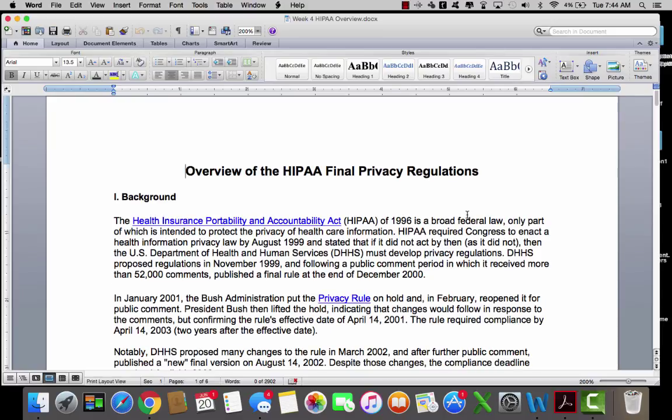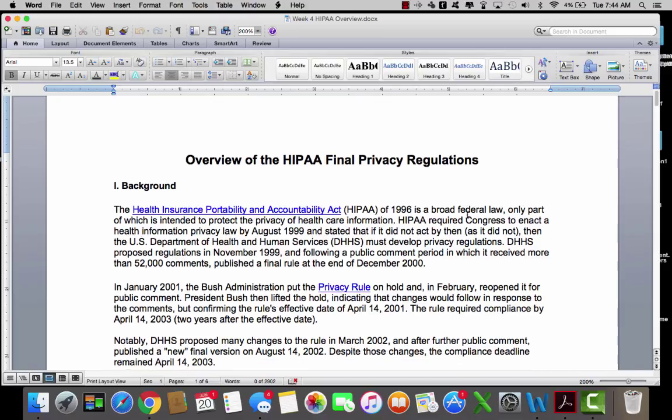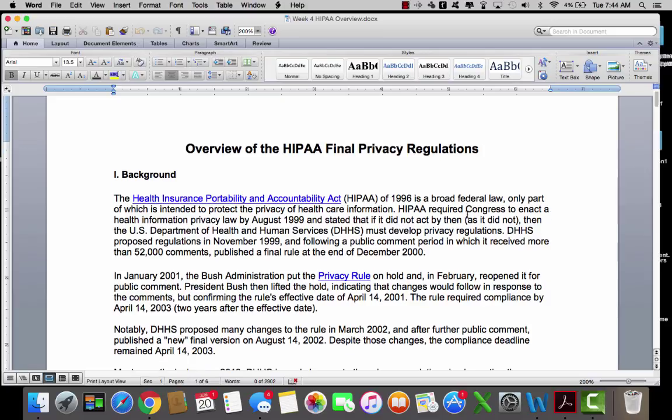So I don't want to take a lot of time, but I just want to touch on the multitude of HIPAA regulations, and I do want to touch on privacy and security because that's really what we're going to be talking about this week. So hopefully you can see my screen. This document is in your readings as well as the next one that I'll show. I'm not going to read this to you. You can obviously read it, but I just want to touch on a few things.